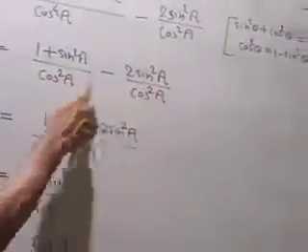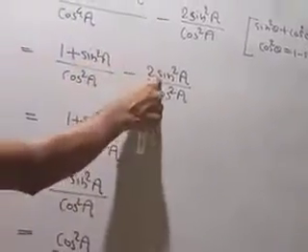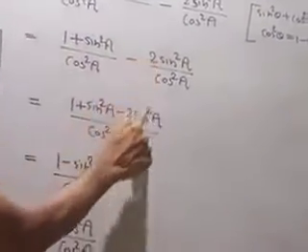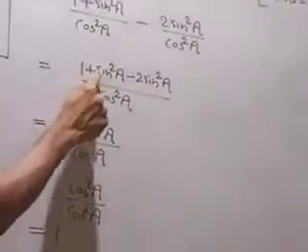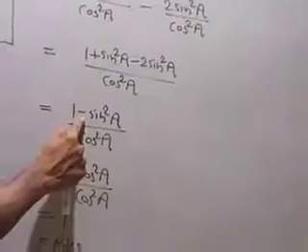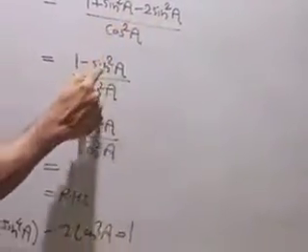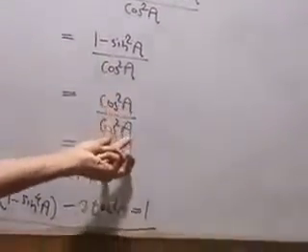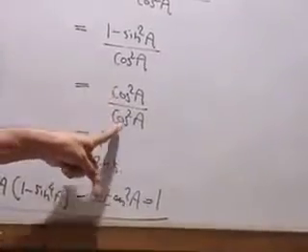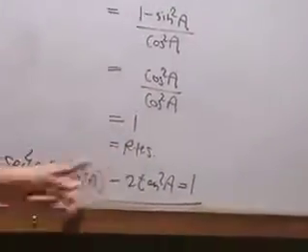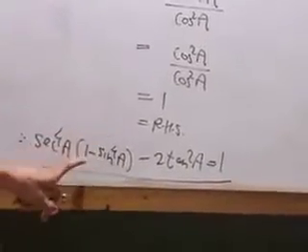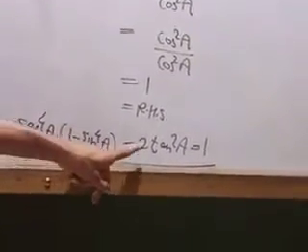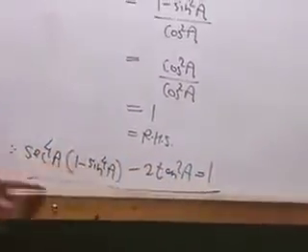Again, denominator same, subtraction of numerator: 1 plus sin square minus 2 sin square. Therefore, 1 minus sin square theta, which is cos square theta. So cos square upon cos square, number upon number, value 1. That is equal to RHS. Therefore, sec raised to 4A into (1 minus sin raised to 4A) minus 2 tan square A equal to 1. Therefore, both the sides are equal.